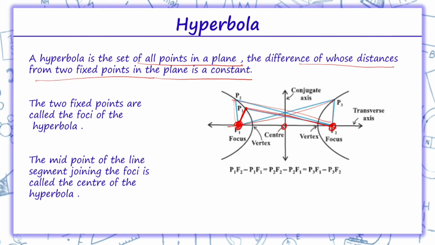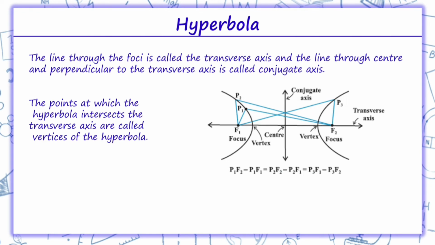The midpoint of the line segment which joins foci is called center of the hyperbola. Next is the line through the foci. This is a line through foci. So this line is called transverse axis, and the line through the center which is perpendicular to this transverse axis is conjugate axis, and the point at which this hyperbola intersects transverse axis is vertex.